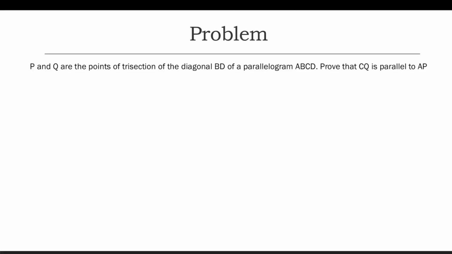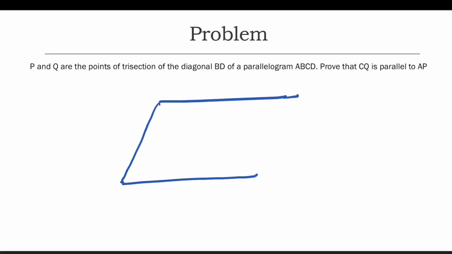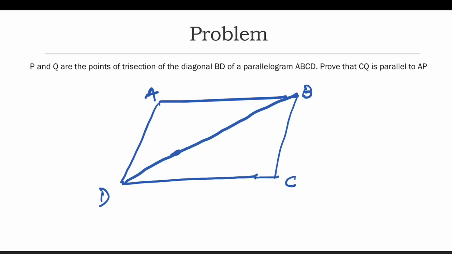So from here, if I look at, I've got a parallelogram A, B, C, D. This was the diagonal. This was X. Rather, this is P. This is Q, AP, CQ.